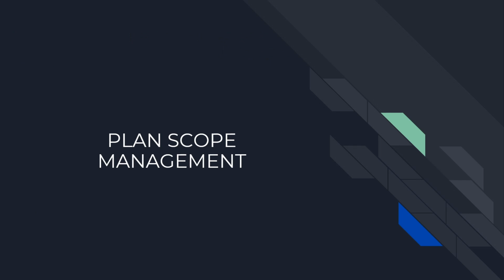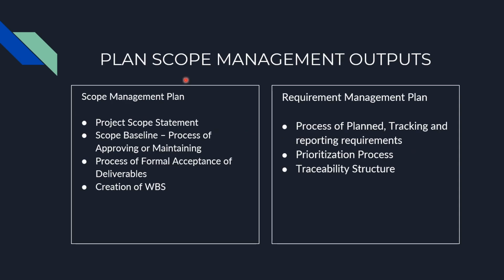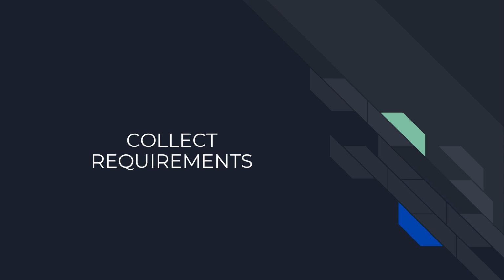Let's start with the first process of project scope management, which is plan scope management. It is part of the planning process group. It includes the process of creating a scope management plan, which defines how the project and product scope will be validated and controlled. It provides the guidance and direction on how scope will be managed during the course of the project. Key outputs of plan scope management are the scope management plan and the requirements management plan.